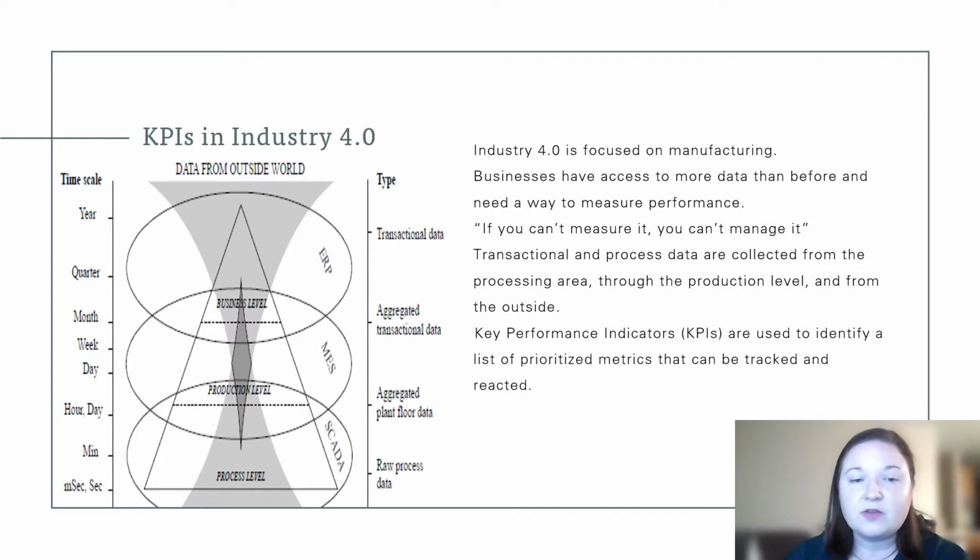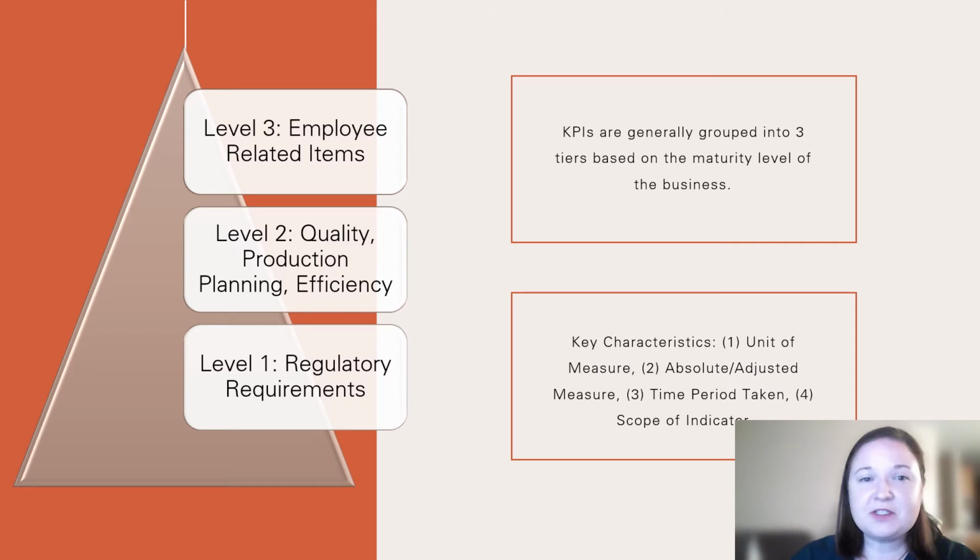At each of these levels, it is crucial to determine which performance metrics are important. Many use key performance indicators to track, identify, and react to pertinent data. Key performance indicators are generally grouped into three tiers. The first tier, which is the base of the pyramid, are performance metrics that are required for doing business, such as human safety, food safety, or environmental regulations. The second level of KPIs include metrics pertaining to efficiency, quality, and production planning.